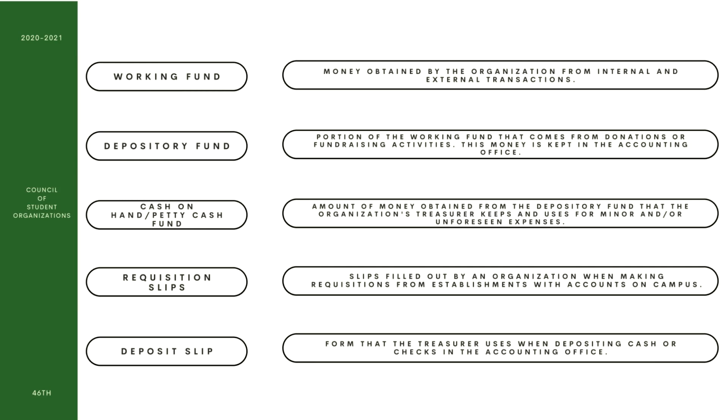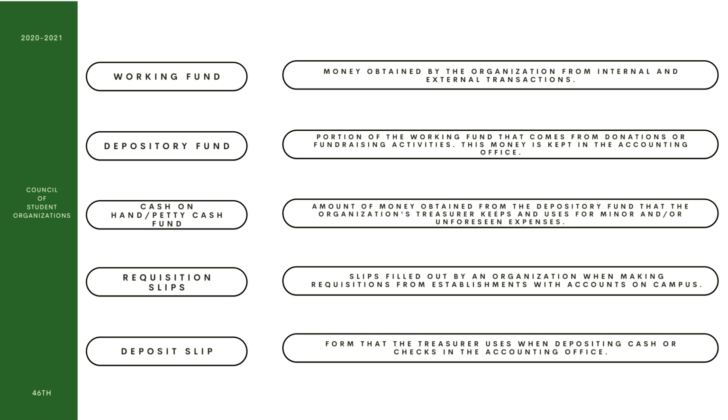Okay, let us begin with a definition of terms so that we are all familiar with the various terms used by the finance team. Working fund: this is the money obtained by the organization from internal and external transactions with individuals and businesses. The depository fund: this is the portion of the working fund that comes from donations or fundraising activities like annual recruitment week, solicitations, and so on. This money is kept in the accounting office.